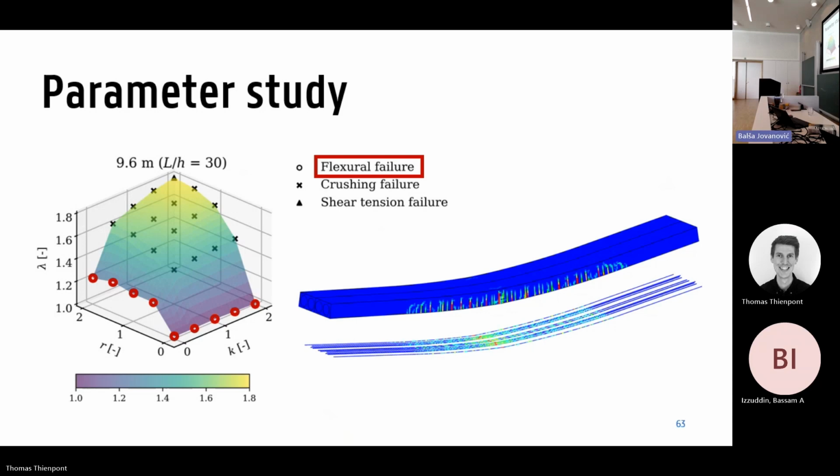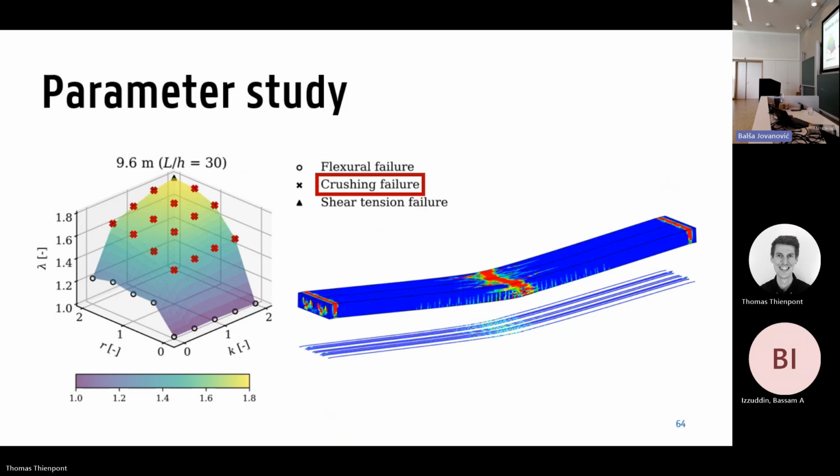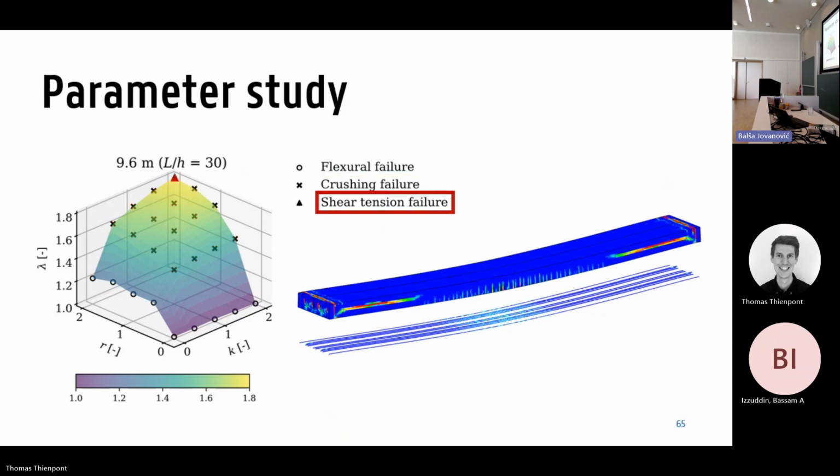But if we look at cases with high restraints, we see a different failure mode. There we get a crushing failure. So in this case, the steel has not ruptured. There are no red elements there, but we see that the concrete at the top, somewhere around the middle, starts to crush. So basically, the concrete has not enough compressive strength to sustain all the loads that are acting on the member. And then lastly, at the very top, for the very high restraint cases, we get the shear failure, which is also the one that we observed in the experiments.